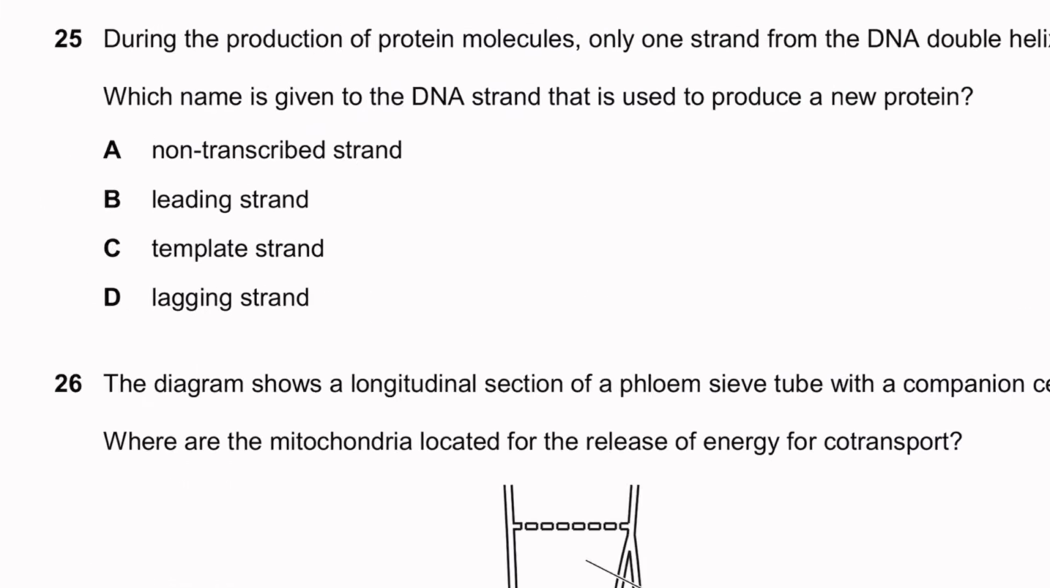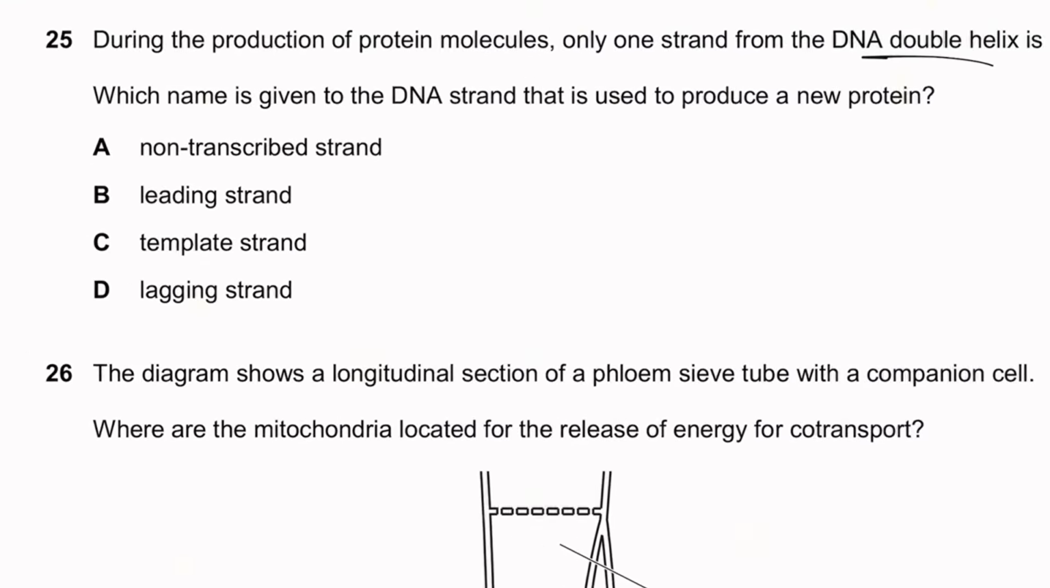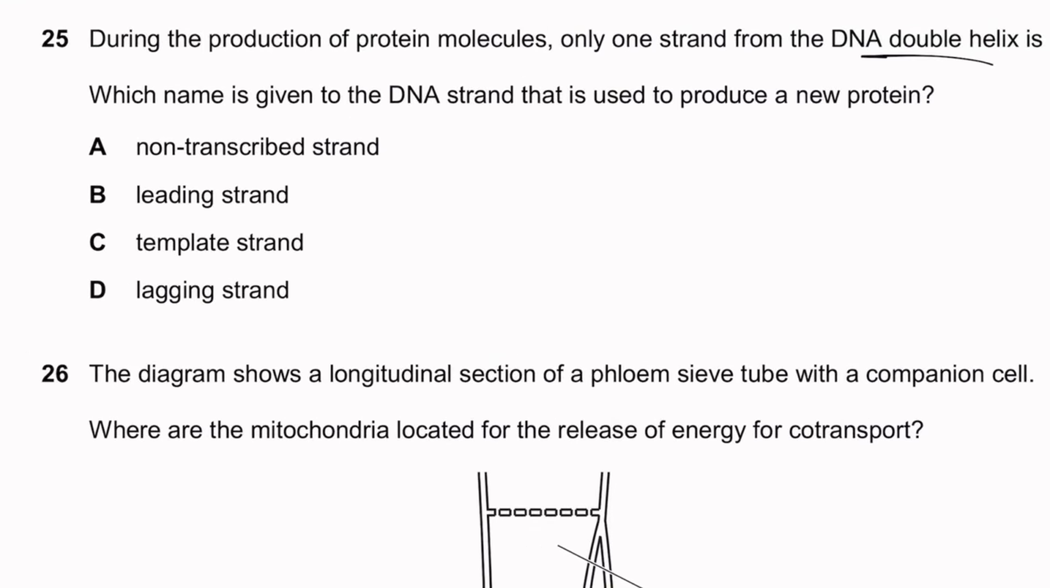During the production of protein molecules, only one strand of the DNA double helix is used. Which name is given to the DNA strand that's used to produce a new protein? It's going to be the template strand. The template strand is going to be copied, or transcribed, during transcription to form mRNA, and then mRNA is used and translated with tRNA, and so it's definitely the template strand.